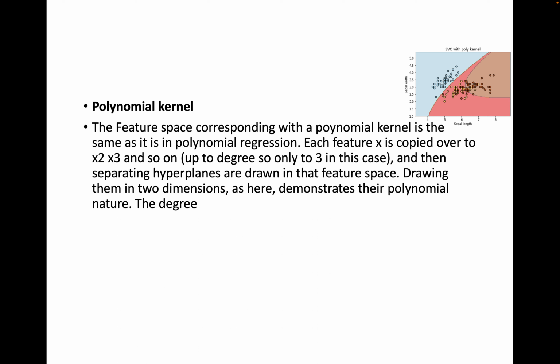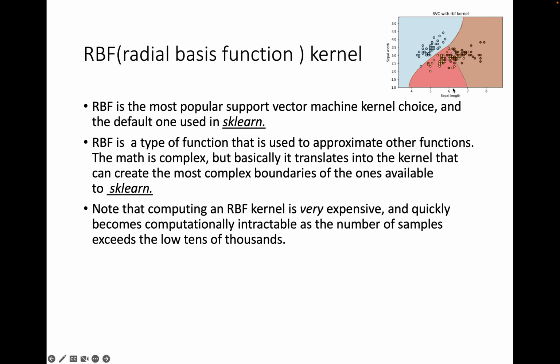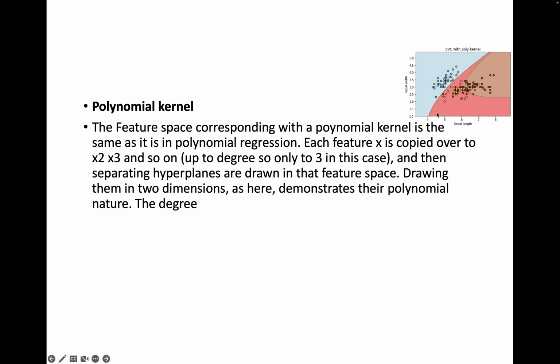The feature space corresponding with the polynomial kernel is the same as the polynomial regression. Each feature x is copied over to x2, x3, and so on up to degree, so only to 3 in this case. And then separating hyperplanes are drawn in that feature space. Drawing them in 2 dimensions as here demonstrates the polynomial nature to degree. इधर देख रहे हो, अभी ये था तो सही अपने पास. What did we do? Made curves.